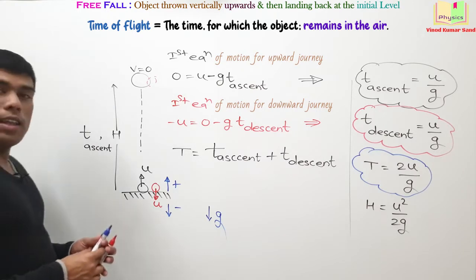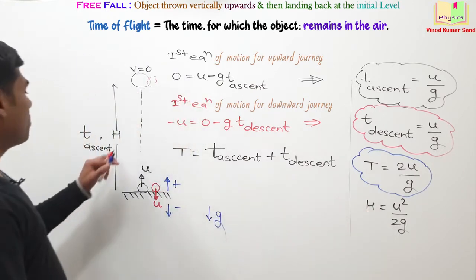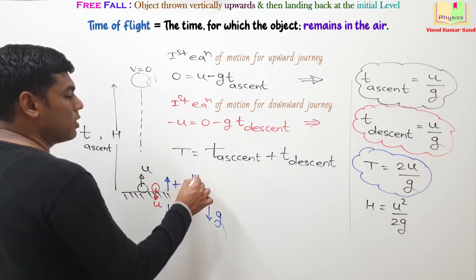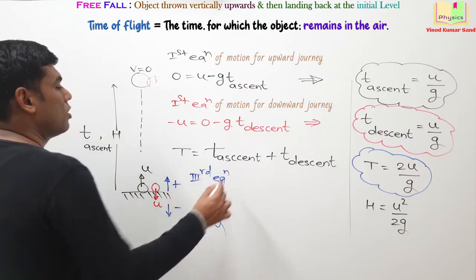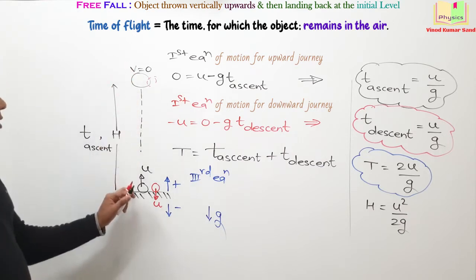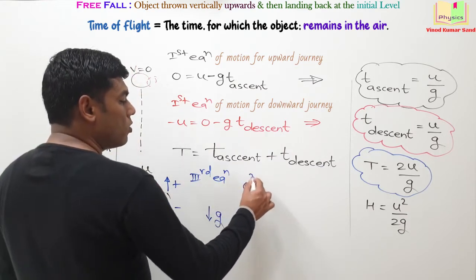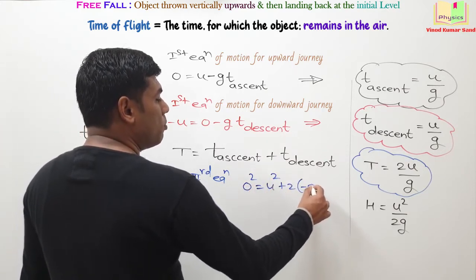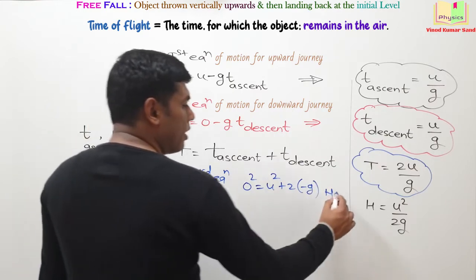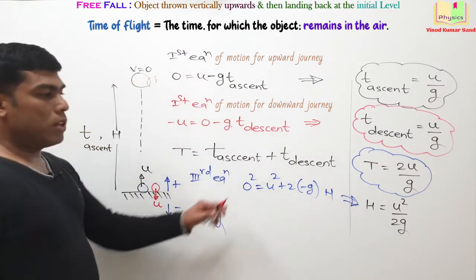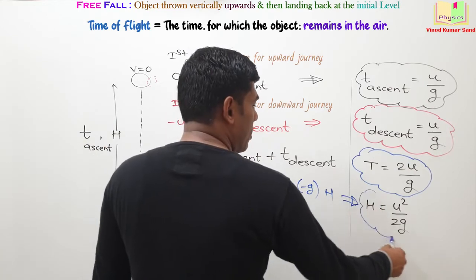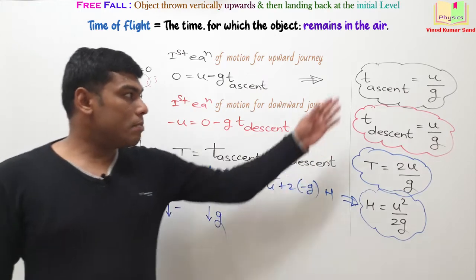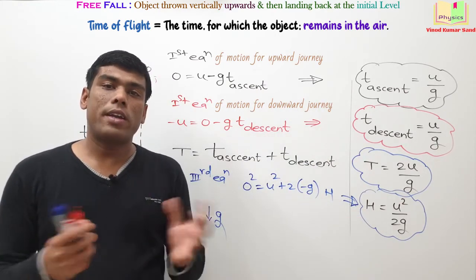Then we need the last data, the maximum height obtained. For maximum height, we can use the third equation of motion. So for upward journey, the final velocity is 0. So 0 square equals initial velocity u square plus 2 into minus g into h. And when we do the computation, the h will come out to be u square by 2g. Simple and easy formulas. If you learn them, it will make your calculations quick in many questions.